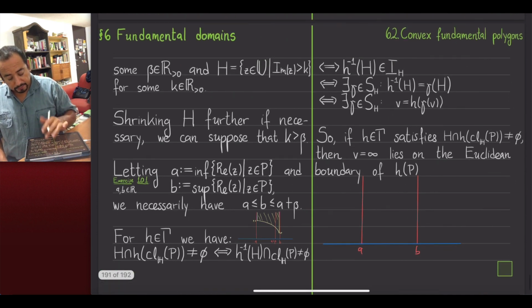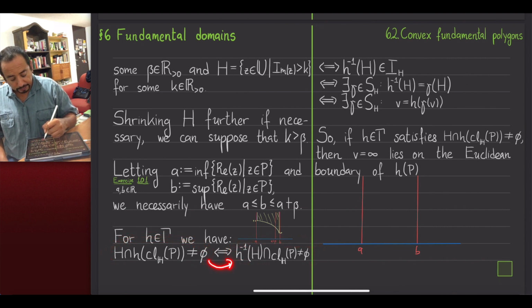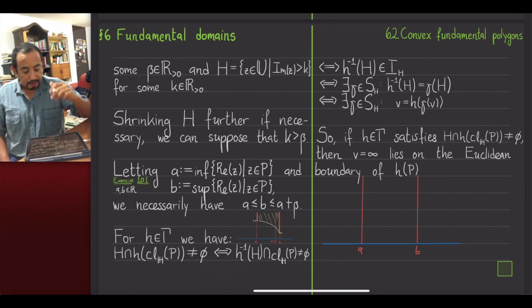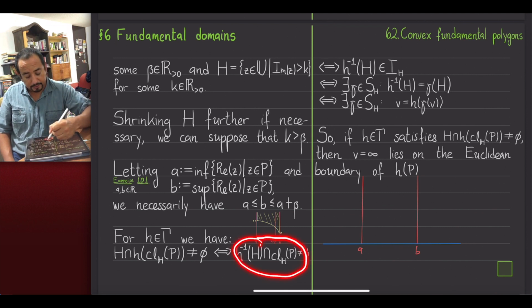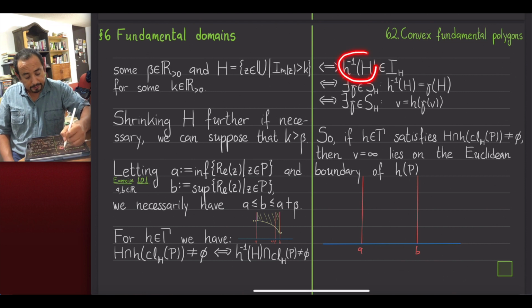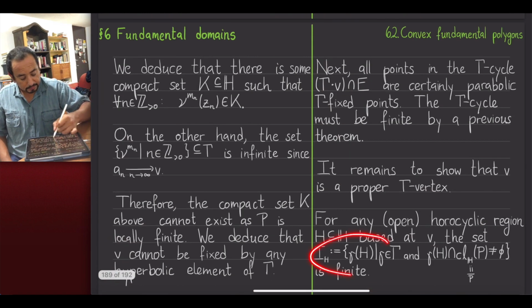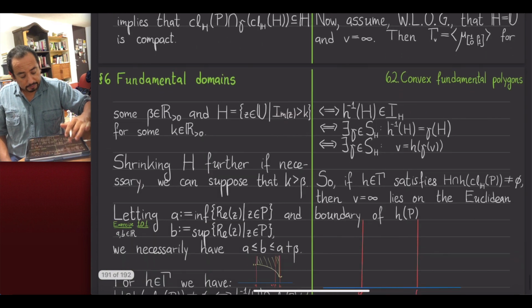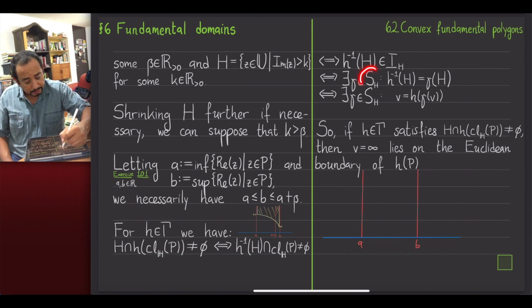Now, notice the following. If you give me any element H of gamma, I have that this intersection is not empty if and only if this intersection is not empty. And this is obvious because going from here to here, you just apply H inverse, whereas going from here to here, you just apply H. But this is precisely the condition of this image of H belonging to IH. Just look at the definition of IH. Okay, but this is equivalent to this, that for some gamma in SH, the images are the same.